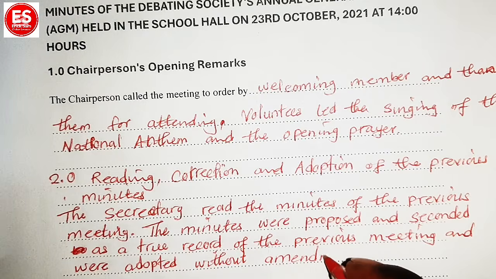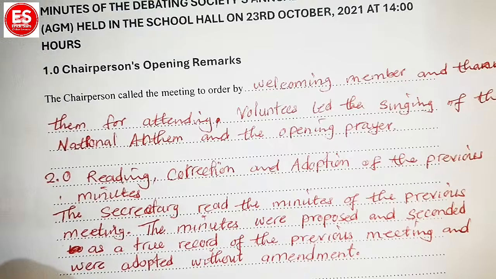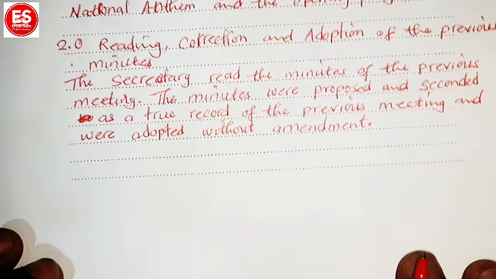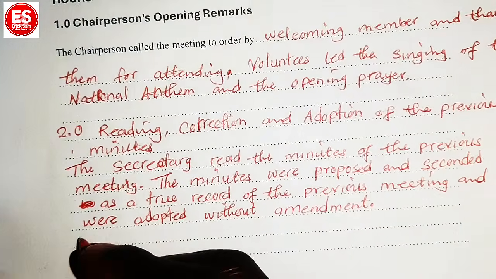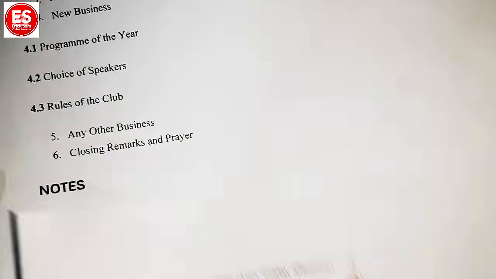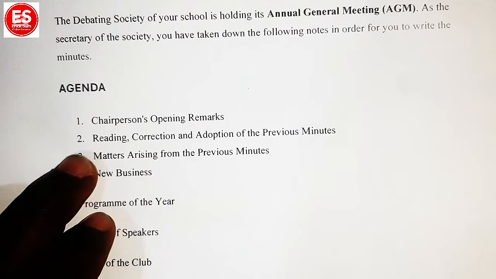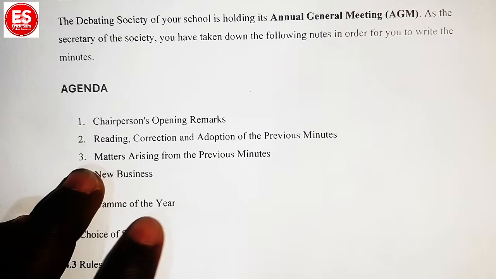Amendment in this case, it simply means changing. Without amendment means without changing anything. They were adopted without changing anything. Okay, that is we are done with agenda 2. Now agenda 3. According to the agenda, if we are following our agenda, here number 3, we are talking about matters arising from the previous minutes. So that is what you're going to write.